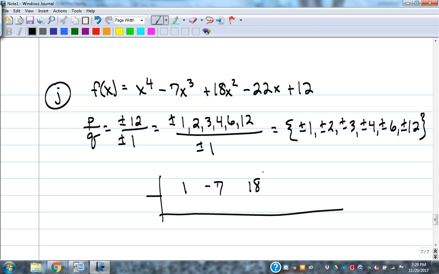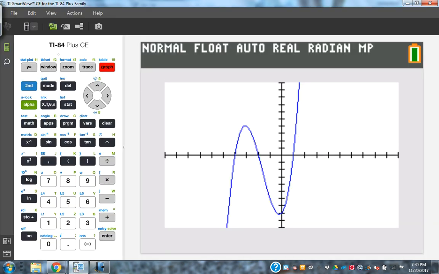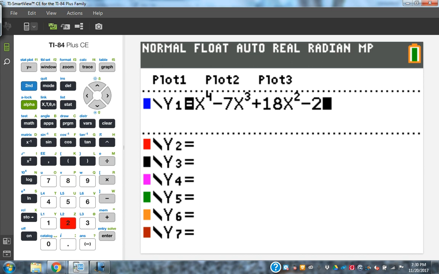Negative 7, 18, negative 22, and 12. What's the next thing I need to do? Graph it. Good job. Y equals x to the fourth minus 7x to the third plus 18x squared minus 22x plus 12.